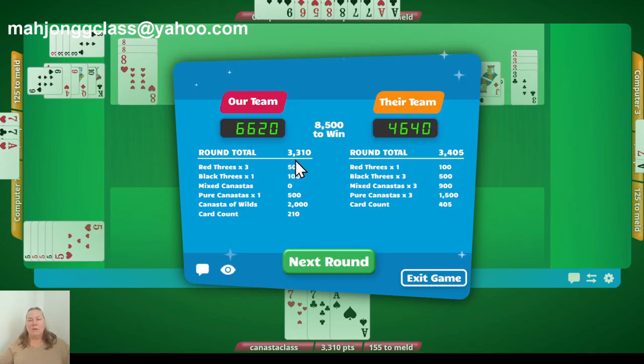So we're at 6,620. So we're now at 180. They're at 4,640. They're at 155. We both had pretty much the same amount of points for this hand, so that was a good hand. On to the next one.